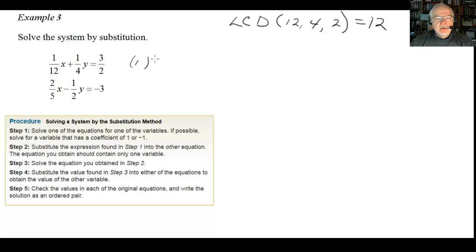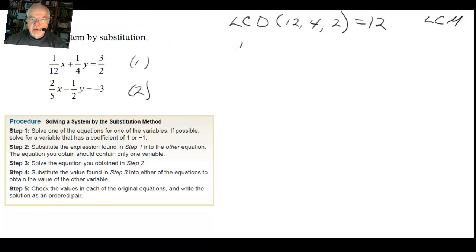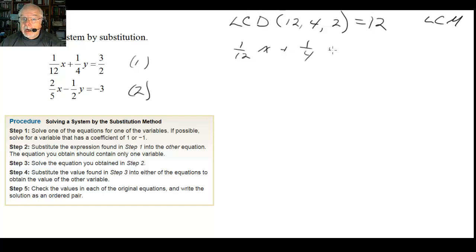So anyway, let's number these: equation 1, equation 2, and let's start with equation 1. So we have 1/12 x plus 1/4 y equals 3/2. So what are we going to do? We are going to multiply both sides by our least common denominator, which is 12. Alright, so we're going to break down the parentheses by distributing the 12 over what is inside the parentheses.